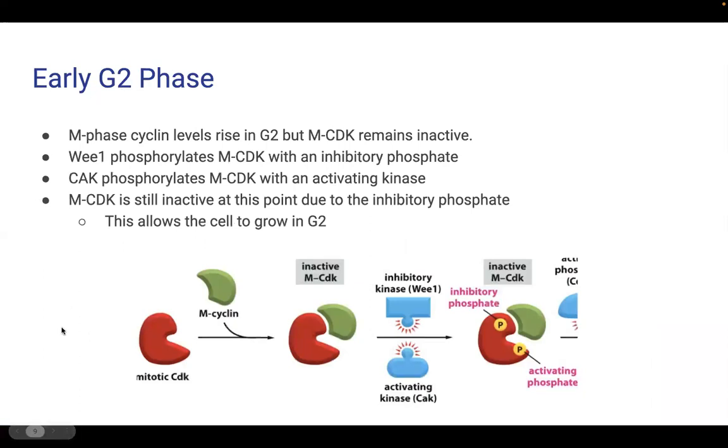So early in G2 phase, the M phase cyclin levels do rise, and they start rising in S phase as well, but M-CDK is still inactive at this time. And this is because WEE1 phosphorylates M-CDK with an inhibitory phosphate, and although CAK phosphorylates M-CDK with an activating phosphate, because that inhibitory phosphate is still on the CDK, it's going to remain inactive. And this is important so the cells can continue to grow.